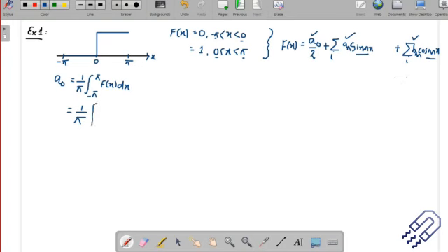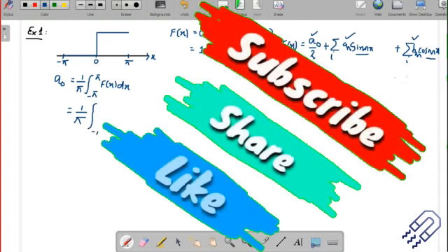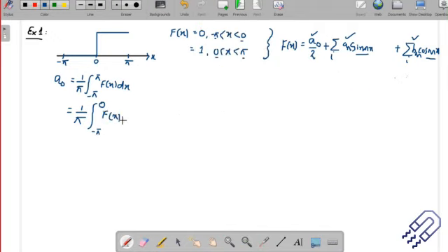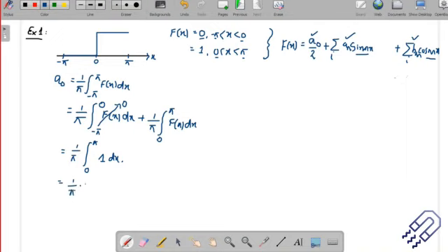So it is 1 by pi times the integral from minus pi to 0 of f(x) dx. I'm doing it in detail so that all of us are on the same page and understand it clearly. Plus 1 by pi times the integral from 0 to pi, where f(x) is just 1, dx. You can just do your integration here: 1 by pi into pi. If you do this integration, this should be pi, and the answer is 1. So that's my a naught.